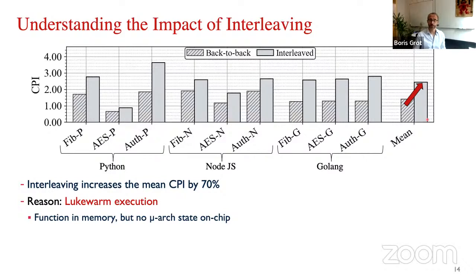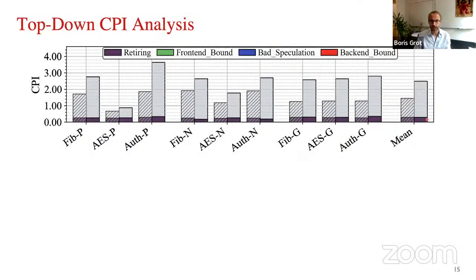So think back to your computer architecture or computer organization classes. Processors have a cache hierarchy that is necessary to exploit locality. So there's nothing in the on-chip caches. All of the microarchitectural structures, like the branch predictor, things like that, they're all completely cold. And so when the function starts running, everything has to come from memory, and memory is very slow to access. That's what's happening.